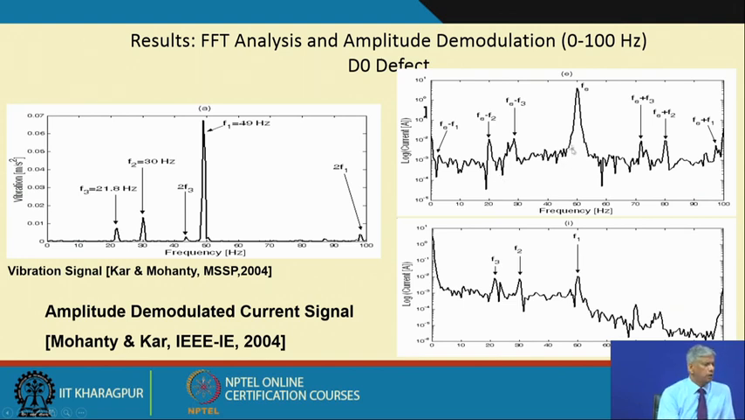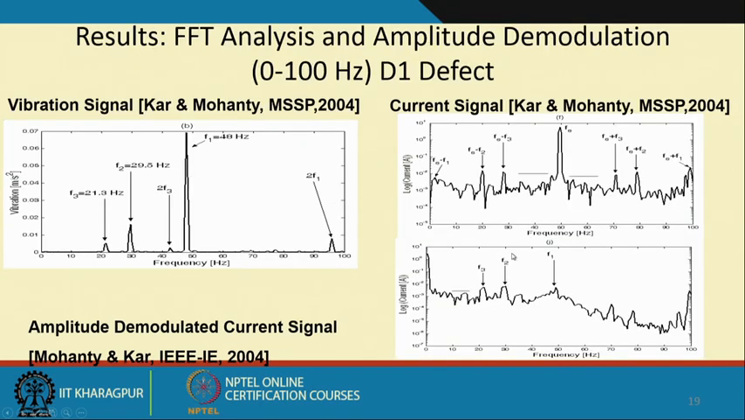But when we first did our analysis, we were excited to see the sidebands around the supply frequency. Fe is 50 hertz, the supply frequency, and I can see these peaks. These are the modulations, the sidebands are there. So, if I demodulate the amplitude modulated signal, I can very easily see F1, F2, F3, and if the severity of the defect increases, the amplitudes of these frequencies would increase, and that is the telltale sign that a defect has occurred. So, we did this with the D1 defect, where there is one tooth removed.